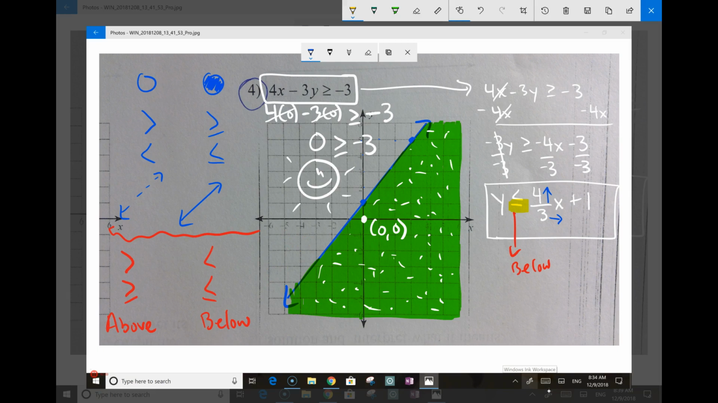One last thing to say about this is you can also borrow a point from the line itself. So if I were to take this y-intercept, for example, which is 0, 1, and I plug it in, I would get a true statement. And this will be my final test for this, and then we'll move on. So my final test would be to say 4 times 0 minus 3 times 1 is greater than or equal to -3. That 4 times 0 is gone. I get -3 is greater than or equal to -3.